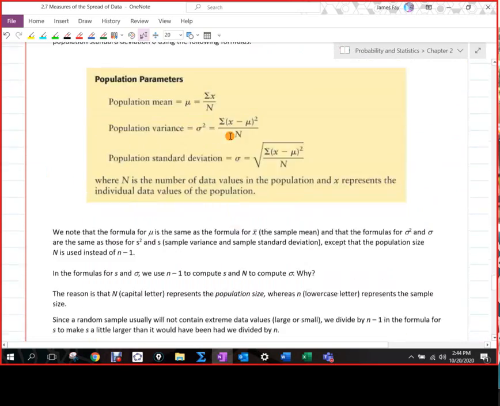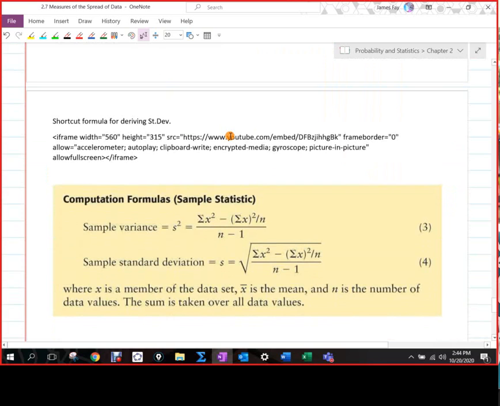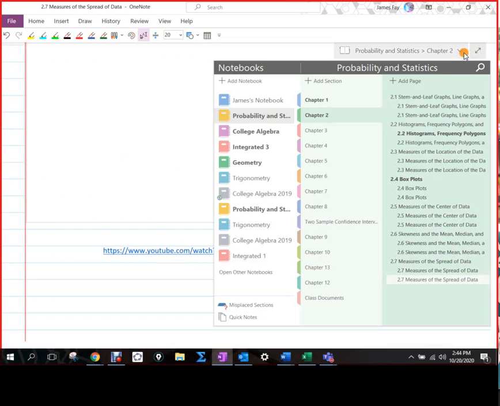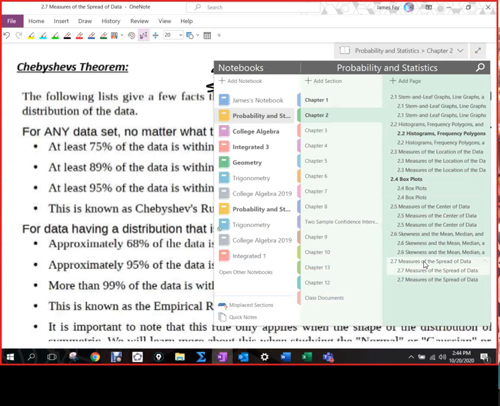Couple other examples here. I want to jump down to an example. It's not in your notes, and I got it printed off, so I'll give it to you in a minute.